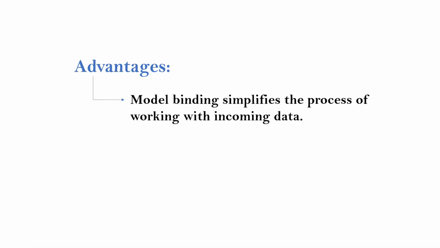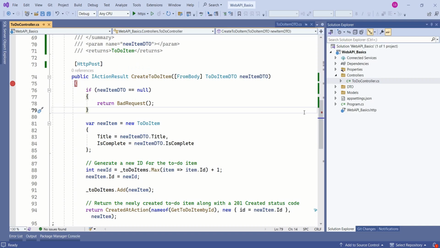The biggest advantage of model binding is it simplifies the process of working with incoming data. Though this concept looks simple, this is one of the fundamental building blocks of ASP.NET Core Web API applications, and we should have a clear understanding of this concept. This is just a beginning, a lot more to learn.